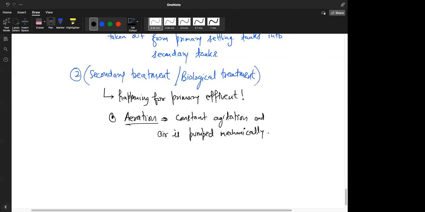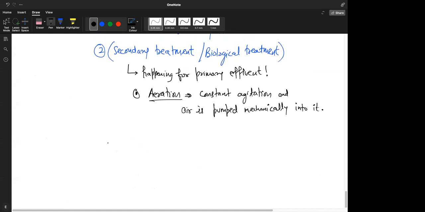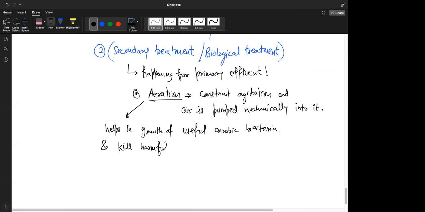So, but why is it pumped? What does air contain? Oxygen, right? So why are we worried about oxygen here? What are we doing with the oxygen? So aeration helps in what? Growth of useful aerobic bacteria. And it will kill the harmful anaerobic bacteria. This is the first step. If you give oxygen to certain bacteria, they die.